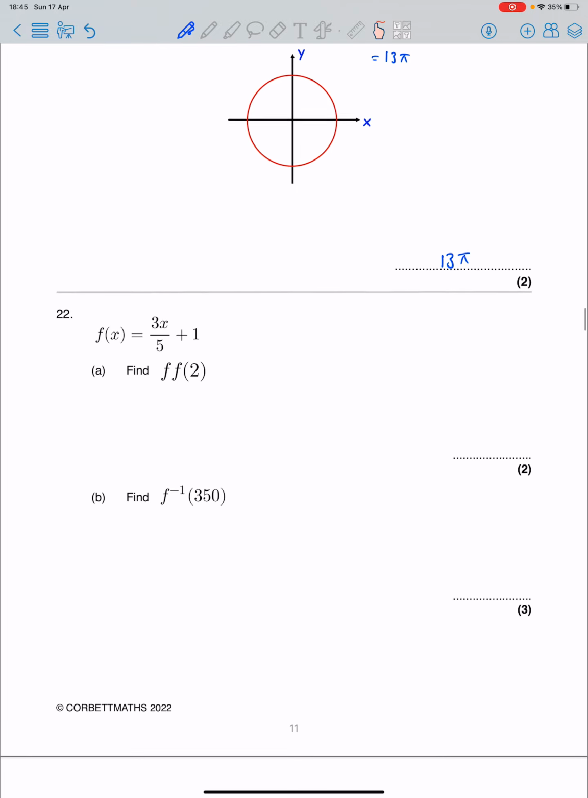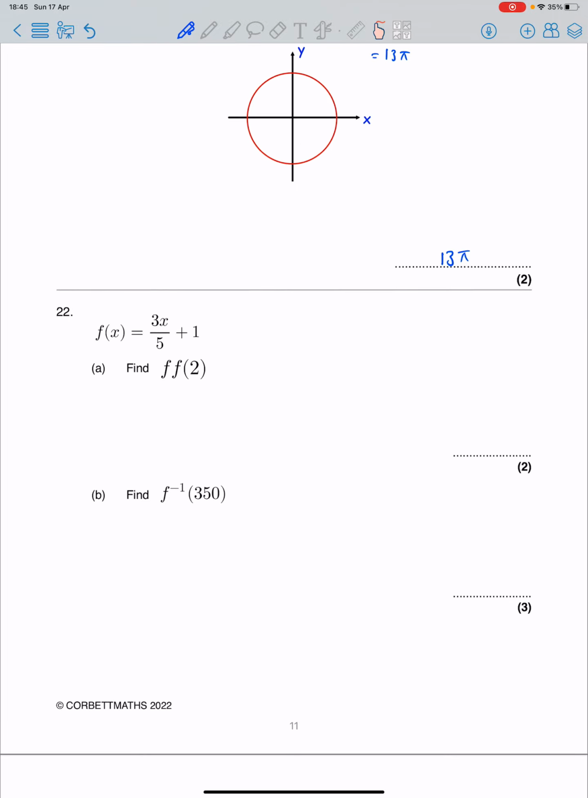Next, f of x is equal to 3x over 5 plus 1, and we want to find f of f of 2. So I'm going to put brackets like this, and that means that we start from the inside and work our way out. So first of all, f of 2 is equal to, we substitute 2 into the function, so it's 3 lots of 2 over 5 plus 1, which is equal to 6 over 5 plus 1. So what is that? 6 over 5 is 1.2, so plus 1 is 2.2.